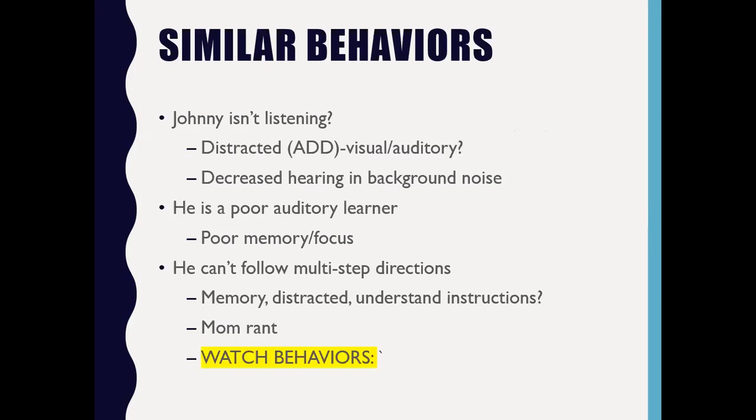The reason that there is so much controversy about auditory processing is when we talk about characteristics of these students, it certainly can be very similar to other etiologies. So if you look at descriptions of student behavior such as Johnny isn't listening, or he's distracted in background noise, he is a poor auditory learner, can't follow multi-step directions. There are a number of etiologies that could cause that: attention deficit disorder, autism spectrum, a language disorder, sensory integration, a learning disability.